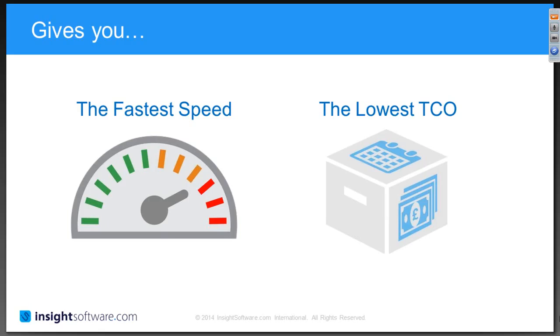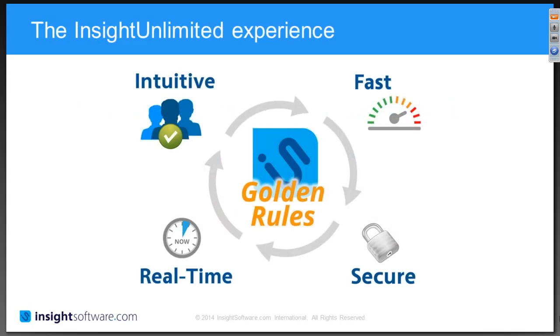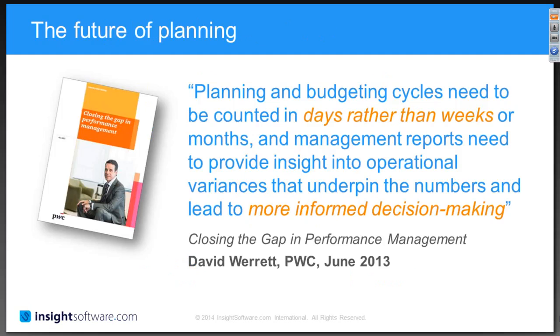So what we've done is we've actually taken our golden rules around Insight. It has to be intuitive, it has to be really fast, it has to be real time. No old data, no data warehouse, and it has to use your JD Edwards security. And we've expanded our system to include full integrated planning that adheres to those golden rules. And we think that's really important.